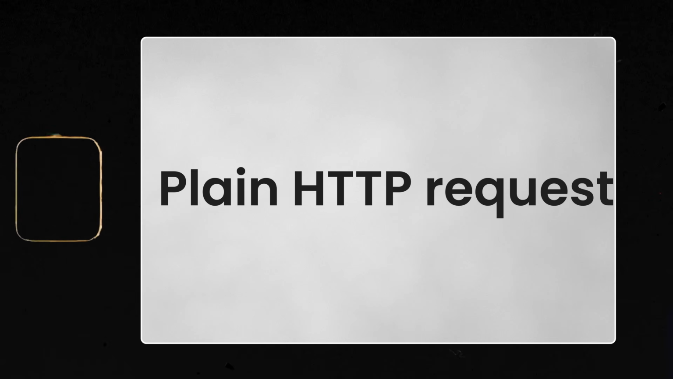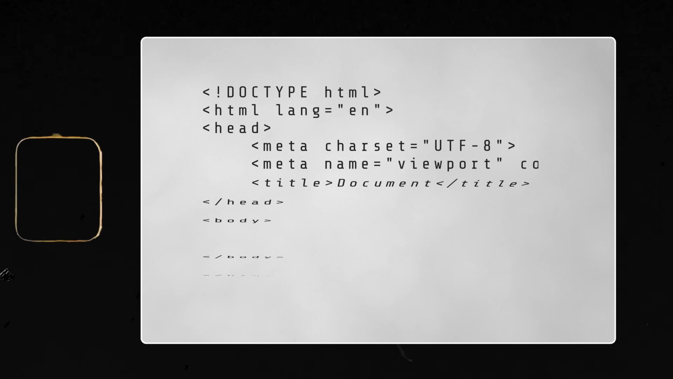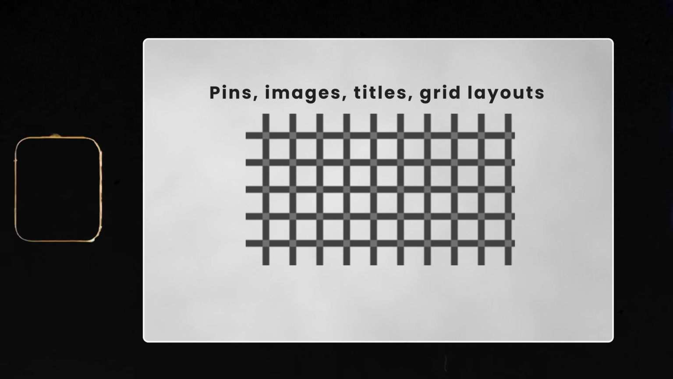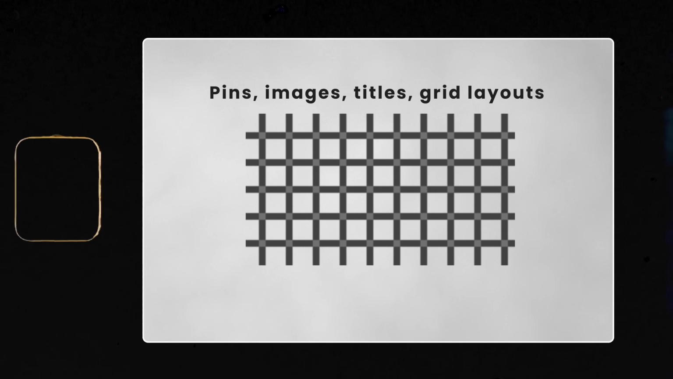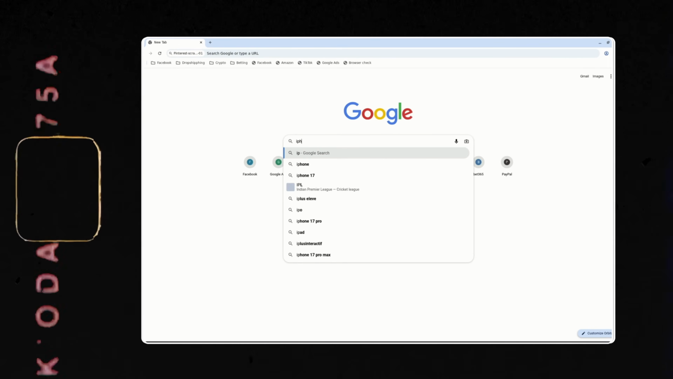Here's the thing that most people miss. Pinterest is built entirely on React. It's a fully JavaScript rendered single-page application. When you fire a plain HTTP request at a Pinterest URL, the server sends back an almost empty HTML skeleton, a few script tags, a mounting div, and nothing else. All of the pins, images, titles, grid layouts, none of that exists until JavaScript runs inside a real browser environment. That is why Requests plus BeautifulSoup fails completely on Pinterest. The page content you want literally isn't there when you make the request.